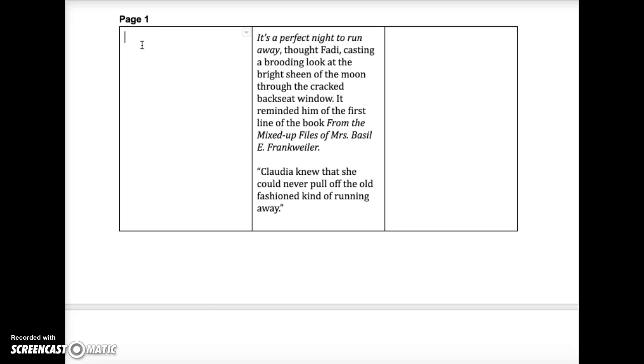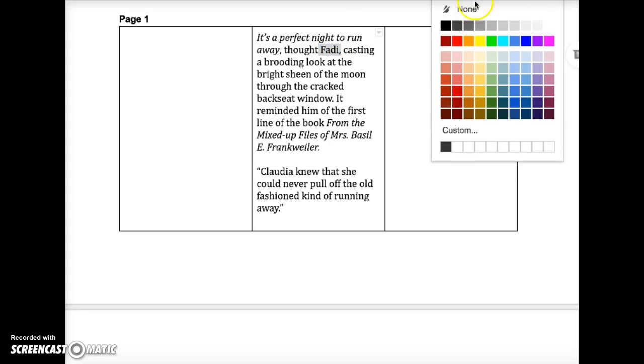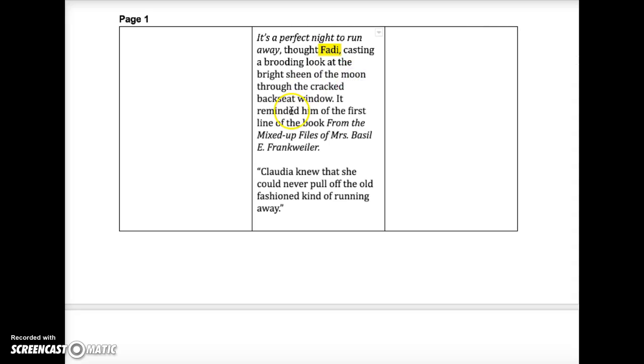So it looks like they mentioned Fadi, and I think he must be the main character. I'm going to highlight his name. So Fadi, main character. I assume this because he's the first person mentioned. I'm not sure, but it looks like it's in his voice, right? And it looks like he's running away. He's running away from something. We don't know what yet.